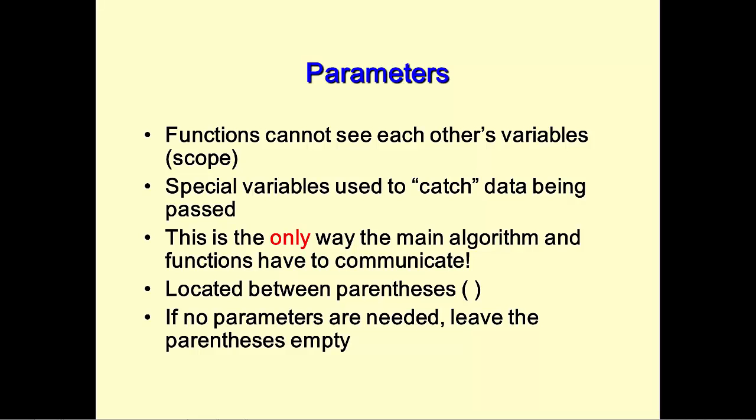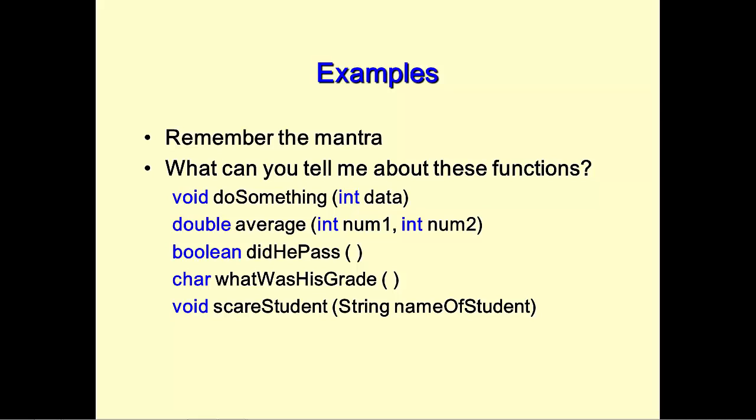Parameters, or these special variables, are going to be located between parentheses. And if no parameters are needed, then you can leave the parentheses empty. All right, so let's see an example of this. And we're actually going to visualize how things work in just a second. But if you go back and remember the mantra, you can tell me a couple of things about these functions below. So what would you say about do something? Well, you could see that it's not going to return us any information, right? So I'm not expecting anything back from do something. But I do have to pass it an int for it to do its job. So when I call do something, I better pass it something like a 7 or a 14 or whatever it is that you want for do something to do its job.